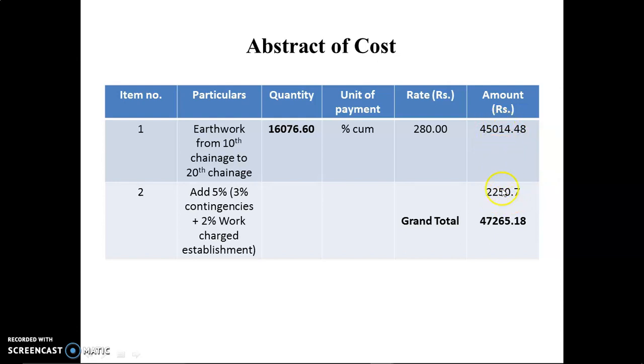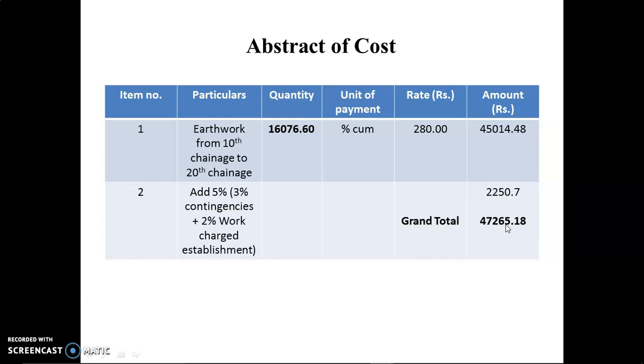Now add both values, and we get 47,265.18 as the amount. It means that if you want to construct this road, the cost for the quantity from 10 chainage to 20 chainage is 47,265.18.